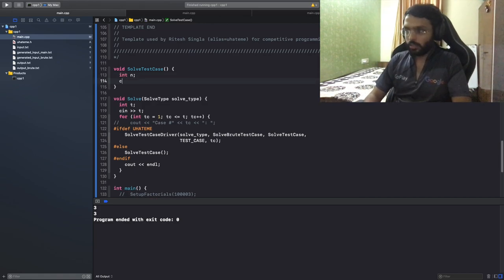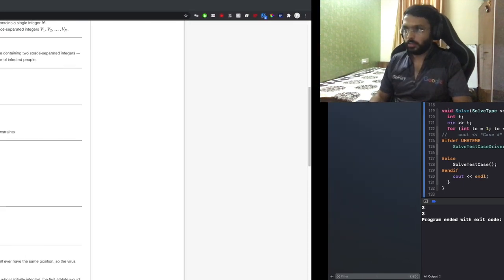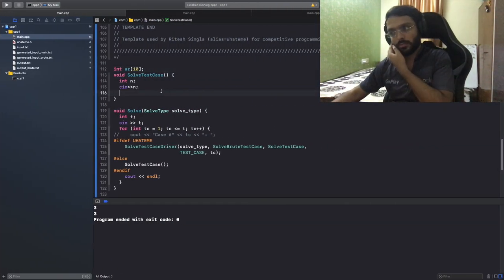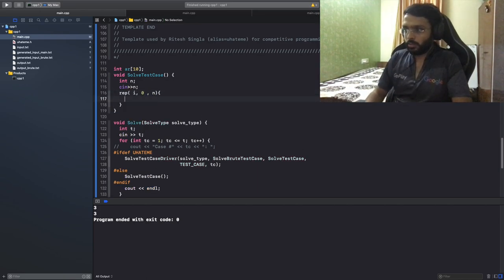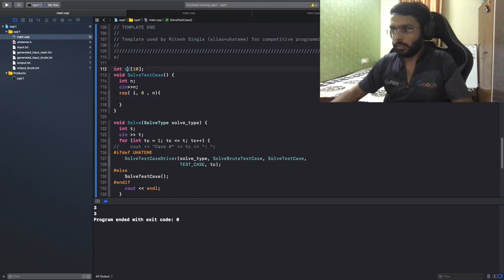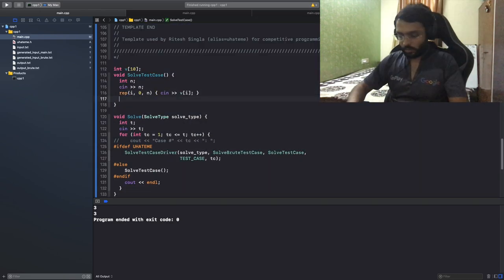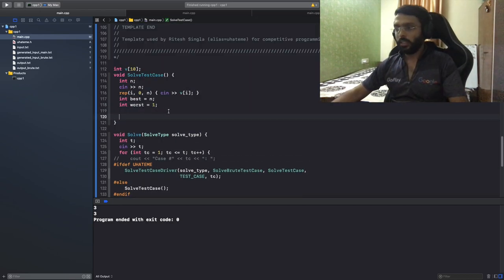So int n, same n, int ar, 10. This is the constraint of the final problem, right? Yeah, seems like that. Okay, and then for i from 0 to n, I'm inputting the velocities. Let me just update to v, same v of i. So let's say the best case scenario is n, that everyone gets infected. Worst case is just the single person who started.